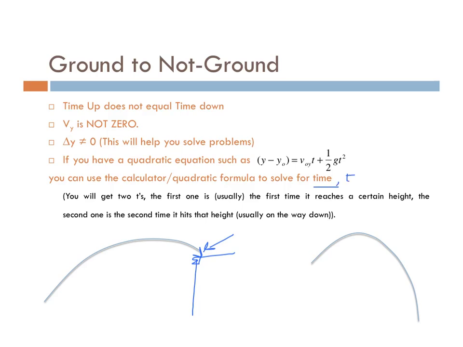Now, when you have solved for a time, usually you will get two answers because, again, it's a quadratic formula and it will give you two values for t. One of them will usually be the first time it reaches a certain displacement, and the second will usually be the second time it reaches a certain displacement. It really just depends on what the situation is, so be sure to read your problem carefully.